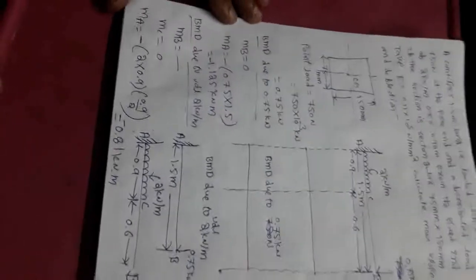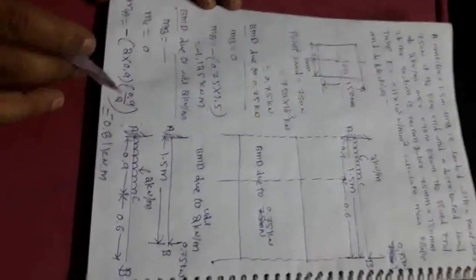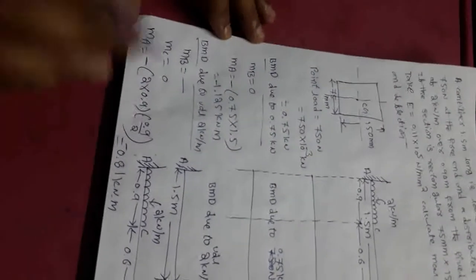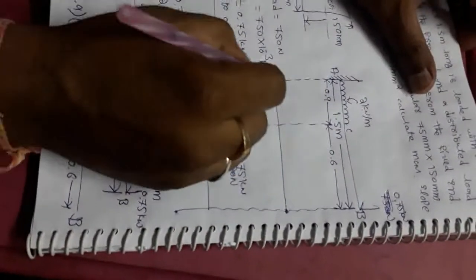So the answer is minus 0.81 kilonewton meter. These are the bending moment values. These values help us draw the bending moment diagrams due to the point load and due to the UDL. First of all, using these values, we draw the bending moment diagram due to 0.75 kilonewtons. Here the value is 0 and here the value is 1.125. So the point load gives an inclined line.